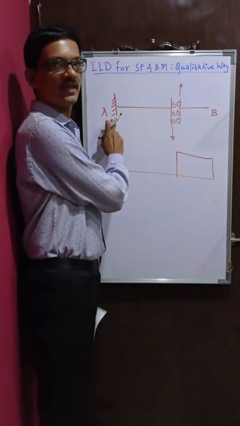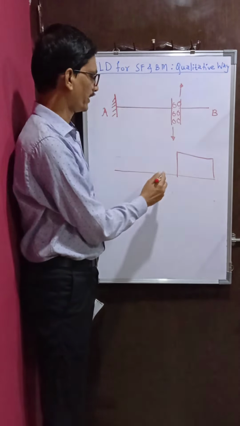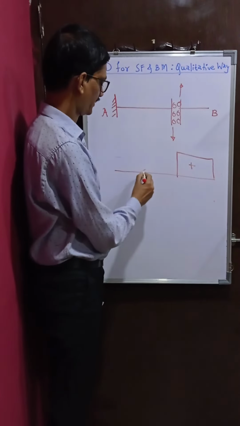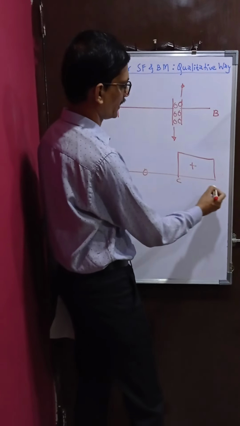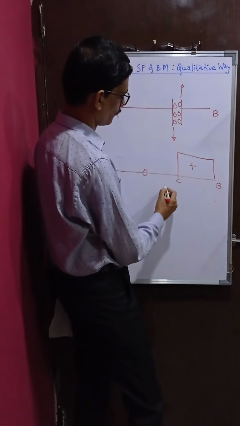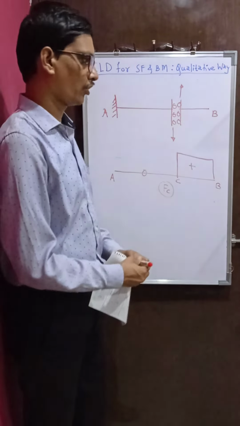But again, since fixity is there, therefore this cannot come down. And therefore, again this is plus, and here it is 0. So this is the correct influence line diagram for shear force at C. And it hardly took 1 or 2 minutes.